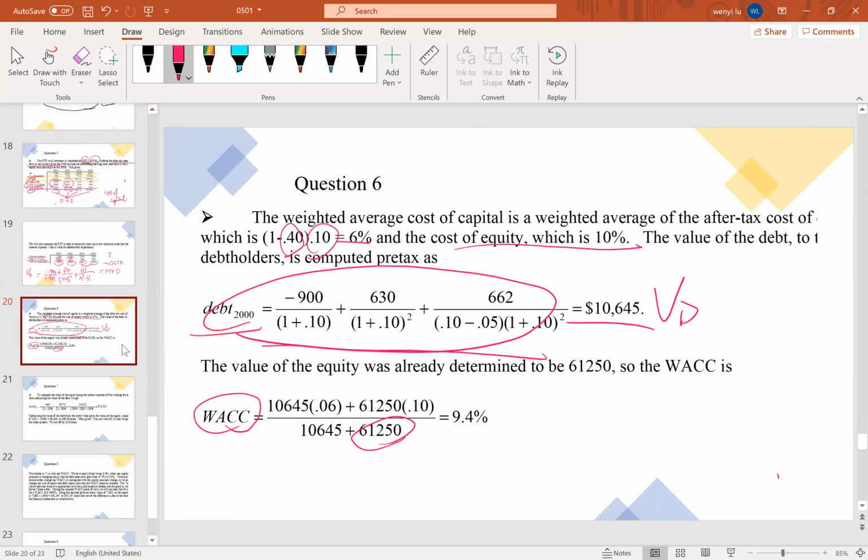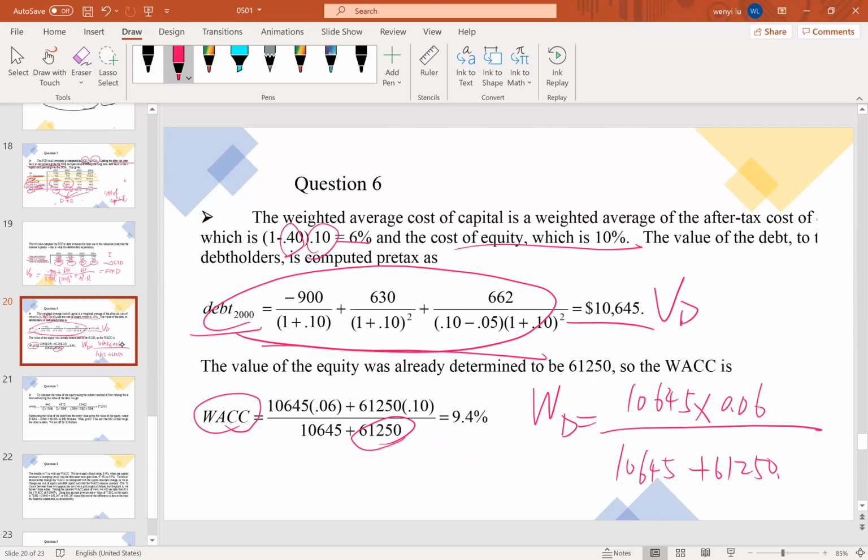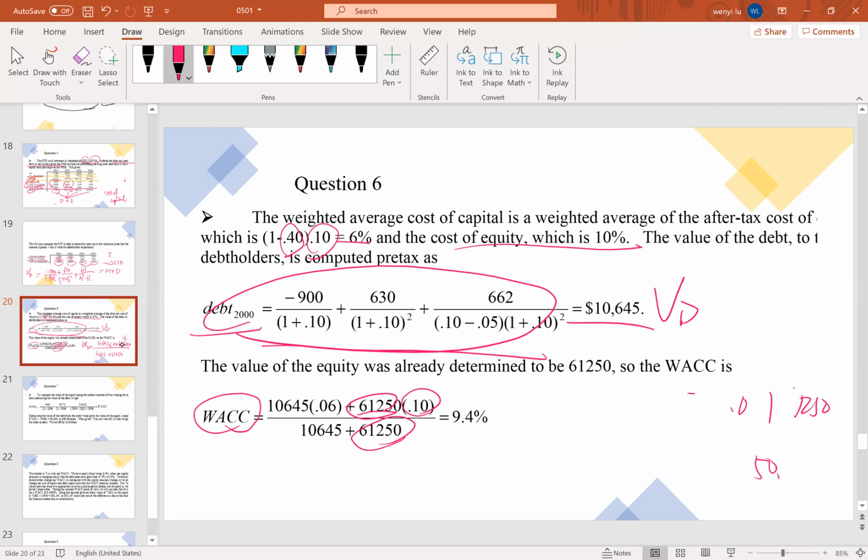So now you can base on the value of equity and value of debt to get the proportion of the weight of debt and equities in the total assets. What's the weight of the debt? It's 10,645 over 10,645 plus 61,250. Weight of the debt times the cost of debt, 0.06, is the debt term in the WACC formula. For equity, the weight is 61,250 over the total, times the cost of equity, 10%. So you solve the WACC, the cost of capital for the whole firm, which is 9.4%. So that's how this number comes from.